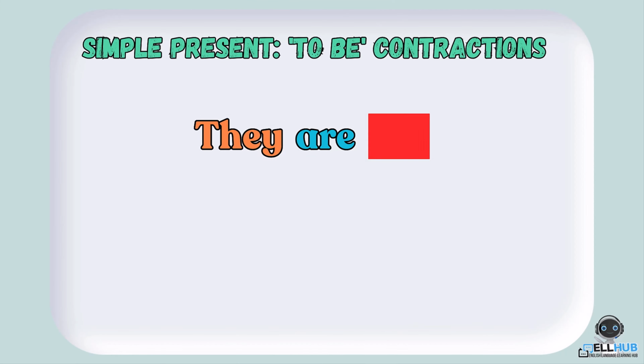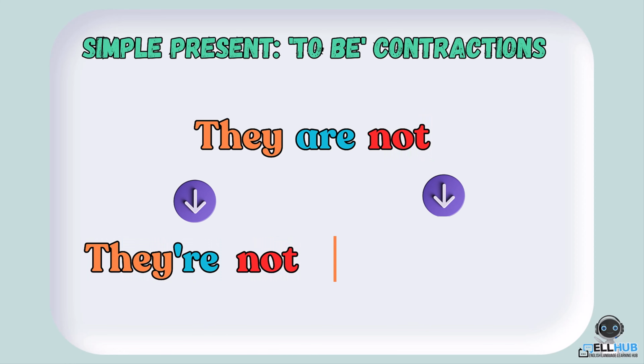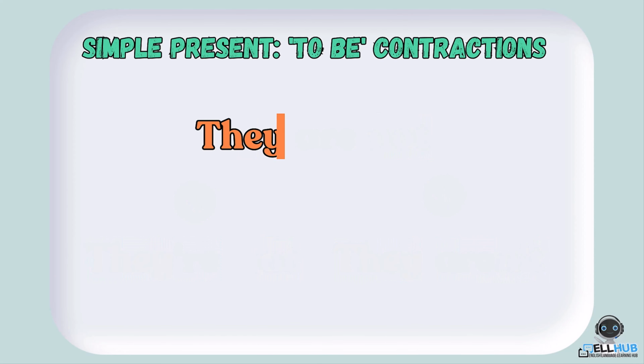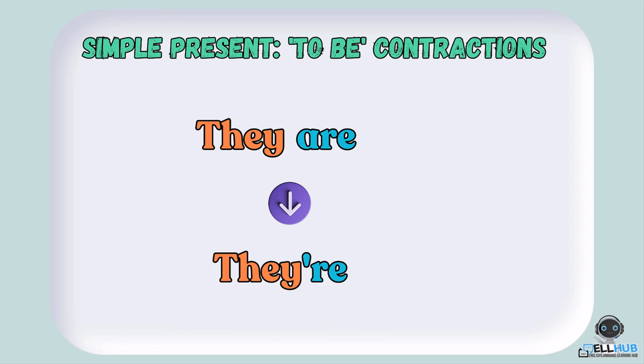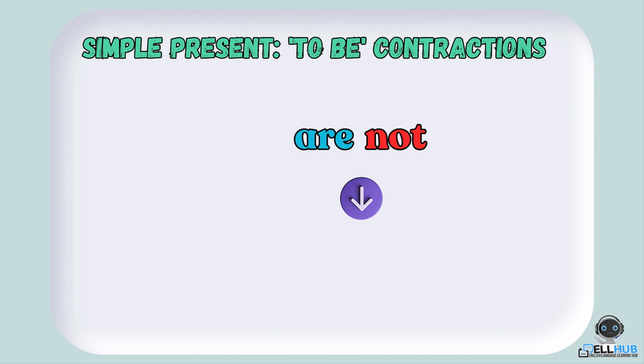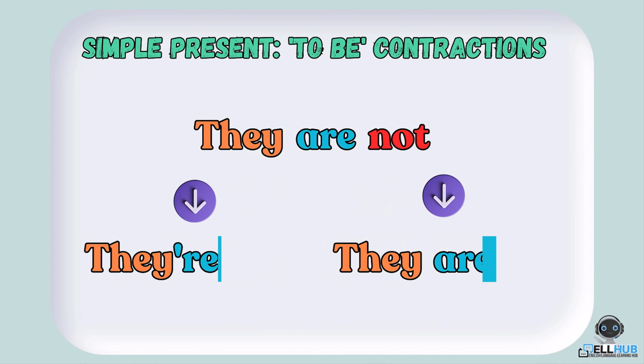They are not becomes they're not or they aren't. They are can be contracted to they're, making they're not. The other contraction is aren't, giving us they aren't. Both forms are widely used in casual conversation.